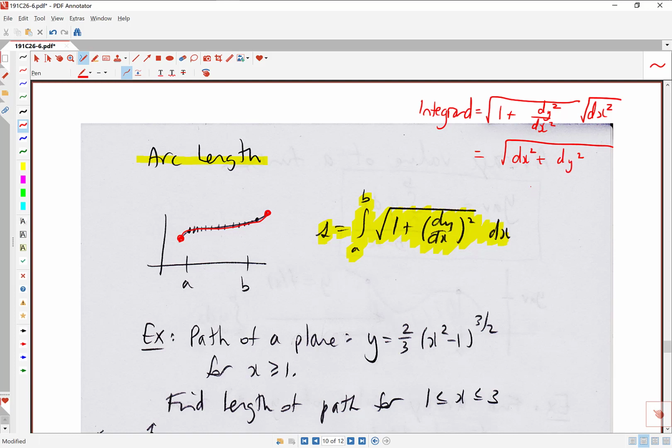Okay, so let's think about what that represents geometrically. So imagine that you've got a curve and you look at 2 points that are relatively close to one another on that curve. So the amount of change in x between those 2 points, you could call that dx. The amount of change in y, you could call dy. So then if you think about what is that hypotenuse, it's actually this number here that we just calculated. It's the square root of dx squared plus dy squared, according to the Pythagorean theorem.